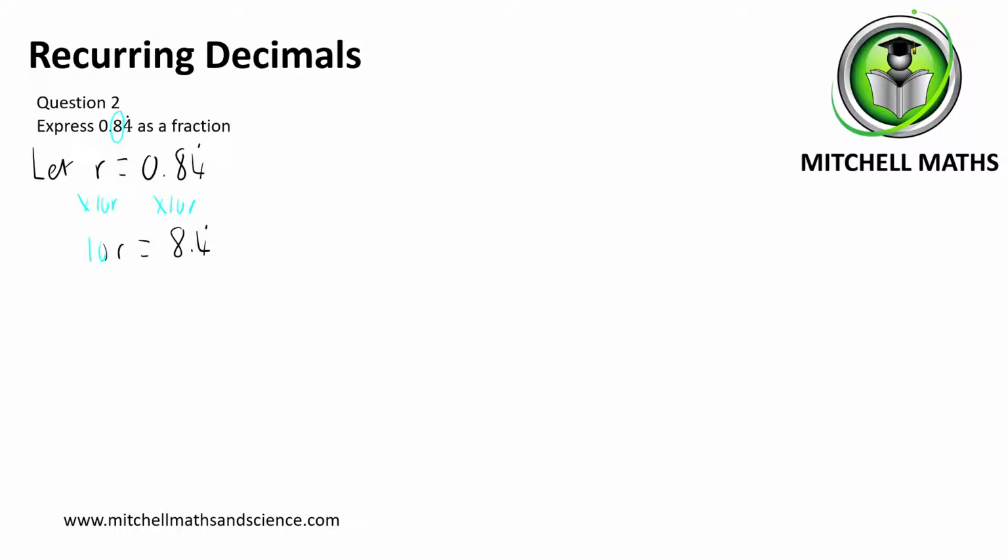And then I'm going to get 100R as well, so I'm going to times the top one by 100. I'll just times this one by 10. So that gets me 100R equals 84.4 recurring. Now if I want to get rid of this last number on the end, I can't take away R, because if I take away R, I'll be taking away 0.84 recurring. And that's why I got 10R. So I have the 4 recurring on the end, and if I take 10R from 100R, I'll eliminate that 4 recurring.